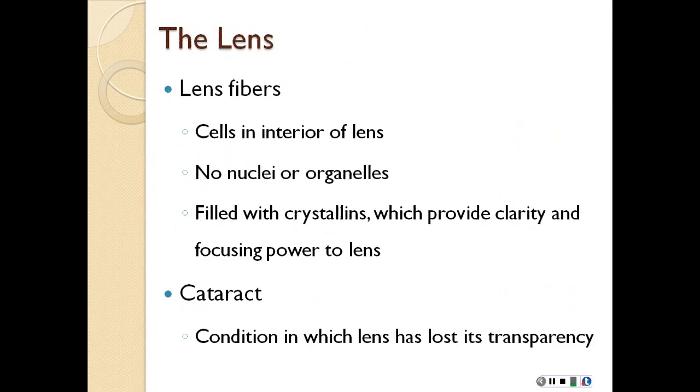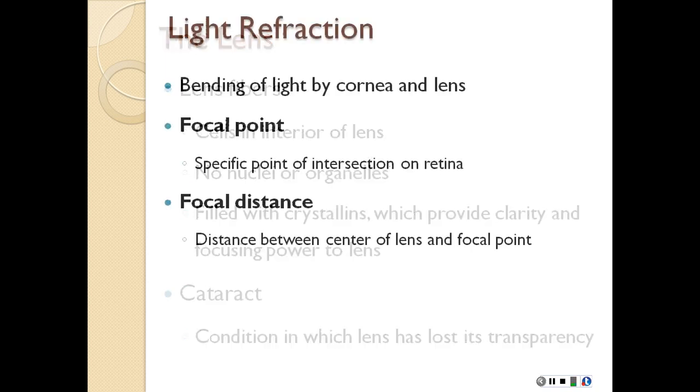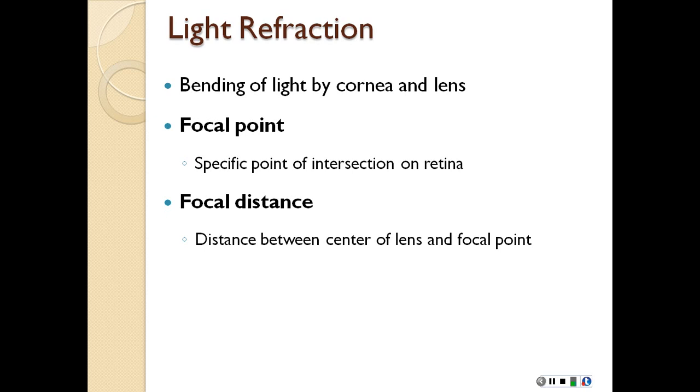And the lens, so we kind of mentioned all of these. The lens fibers, cells in the interior of the lens are filled with crystallins, which provide clarity and focusing power to the lens. So remember, the lens is what allows our eye to focus the image onto the retina. And cataracts, you all have heard of that, a condition in which the lens loses its transparency. So the lens becomes cloudy in cataracts. And that's one of those things that will happen to just about everyone if you get old enough.